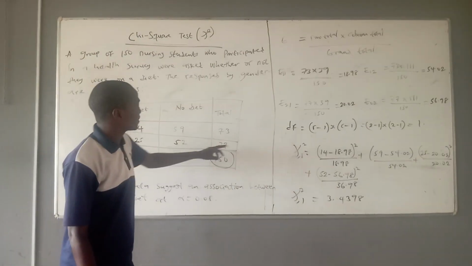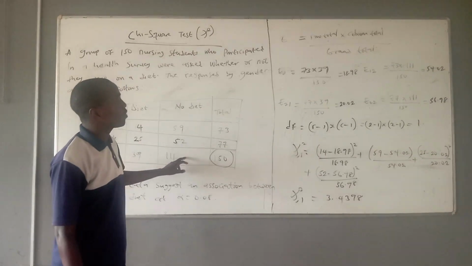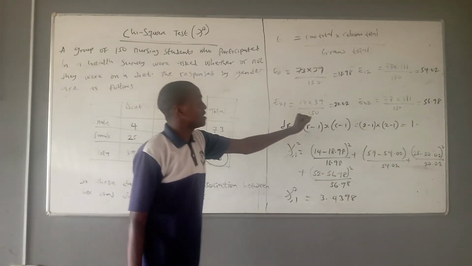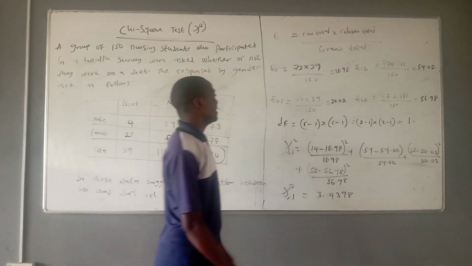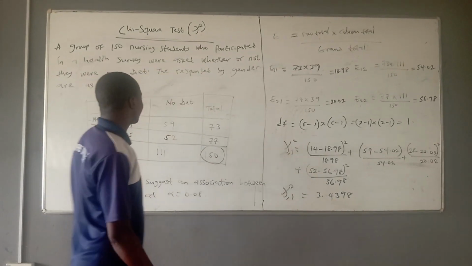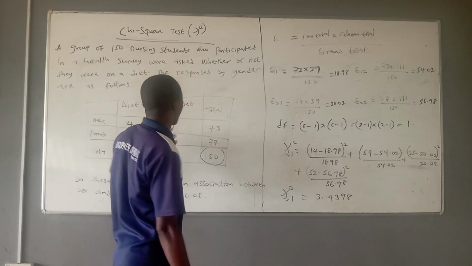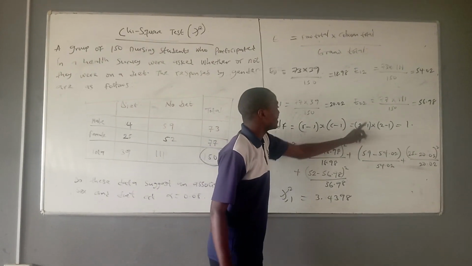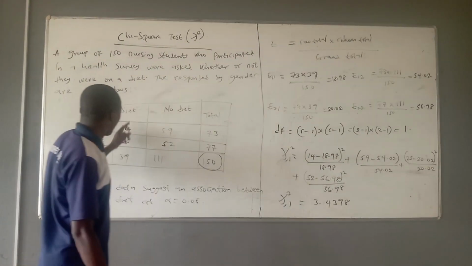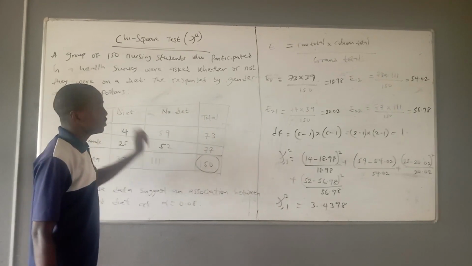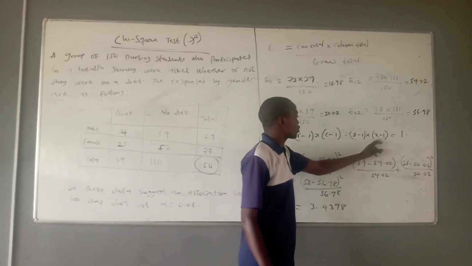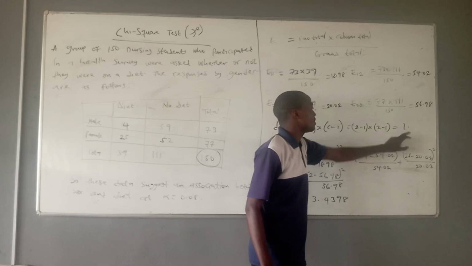The same thing goes for the last cell. The row total is 77, and then the column total is 111. When you divide it by 150, we're going to have 56.98. Now, the degree of freedom for this chi-square: how many rows do we have? We have just two, row 1 and row 2, minus 1, times the columns, diet and no diet, that is 2 columns, minus 1. So 1 times 1 will give us 1.